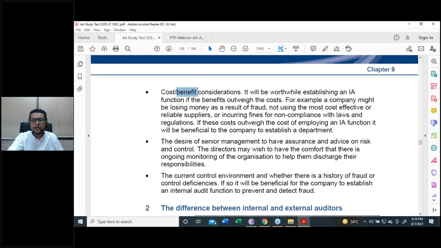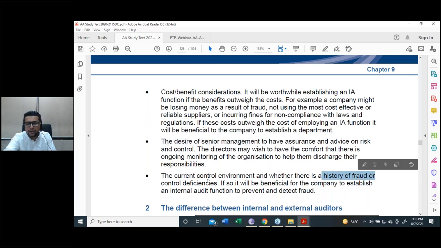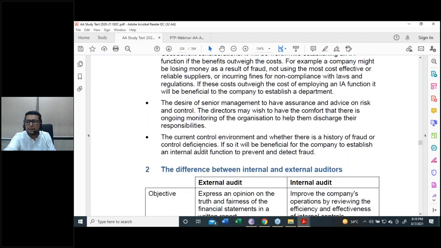internal audit. The presence of internal audit also depends on the desire of the senior management and the current control environment. If the current control environment is historically a fraudulent one, or if there are significant deficiencies in the system, I think we need to have internal audit. Internal audit is a best practice in accordance with corporate governance. So it's not mandatory, but for listed companies, it is considered best practice.